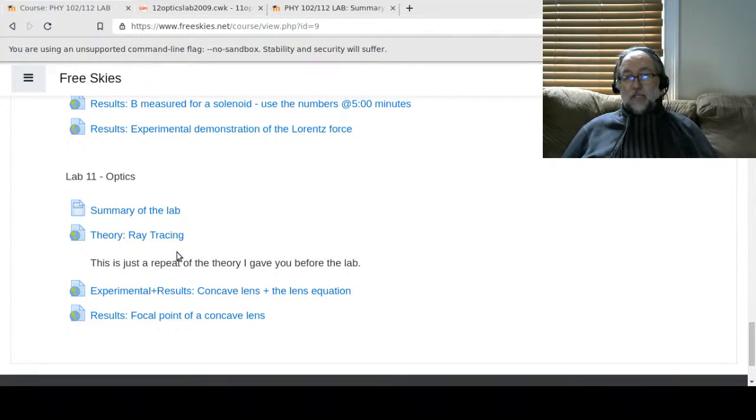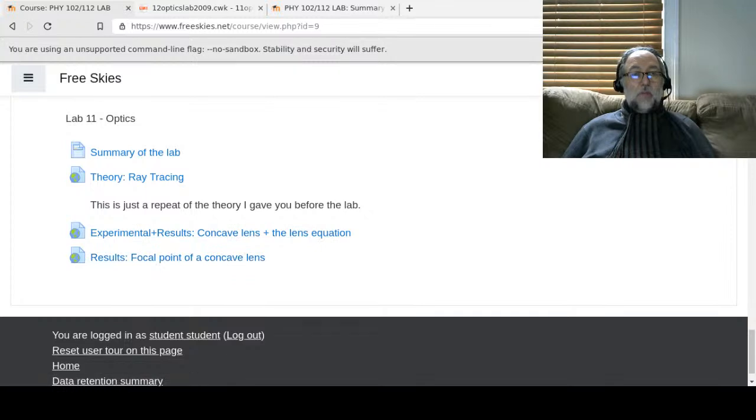Okay, so you could just watch that to see the same theory again. Here's the next one down here, both experimental, and you can discuss it in both the experimental and results section. This is where that professor takes the concave lens, and he actually proves the lens equation and the magnification equation. He's got some numbers, and he does that.